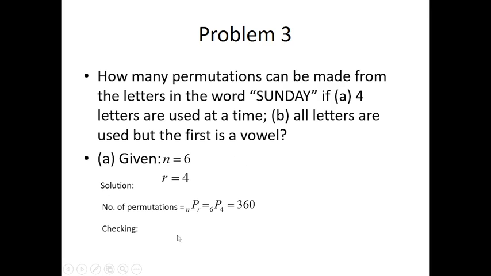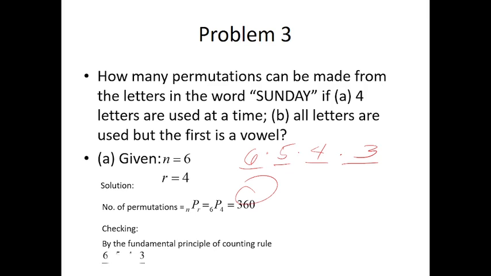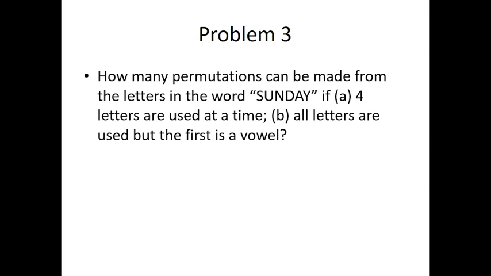All letters are used, but the first is a vowel. So, pero bago yan, checking. Ito muna. Okay? Ang checking natin, 4 na slots. Unang slot, 6. Pangalawa, 5 na lang matitira. Then 4 times 3. 6 times 5, 30 times 4, 120 times 3, 360. Ayan. No? So, that is by fundamental principle of counting rule. Okay? So, letter B naman. All letters are used but the first is a vowel.